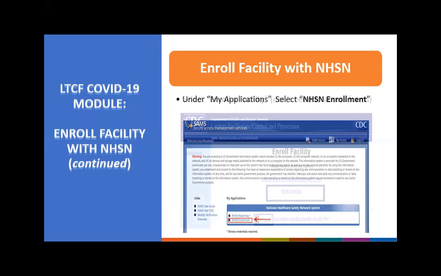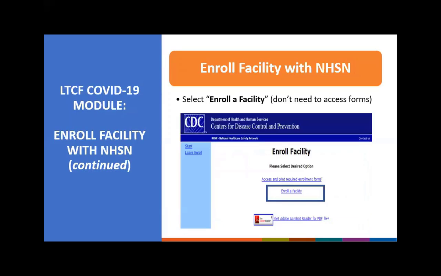When you do that, you're going to get a page that looks similar to this. At the top, it says access and print required enrollment forms. That is not necessary. You're free to look at those forms if you want. And basically what those are is just the forms with the questions that you're going to be asked when you enroll a facility. But I'm about to tell you a lot of what that is, so you don't really need to do that. You can go directly to enroll a facility by clicking that link.